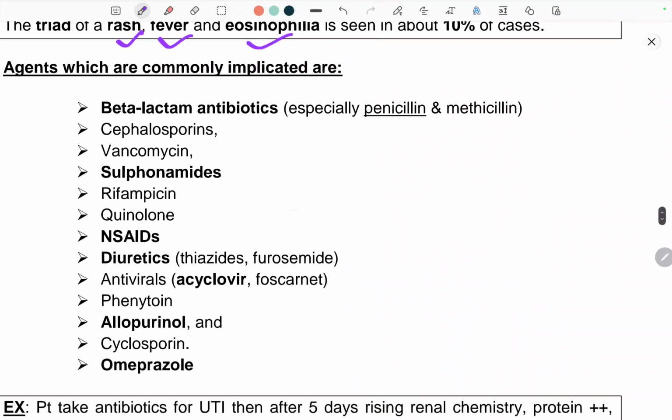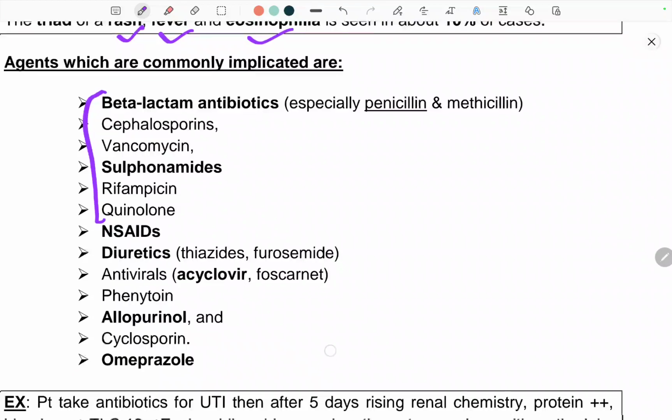Agents implicated include beta-lactam antibiotics, cephalosporin, vancomycin, sulfonamide, rifampicin, quinolones. So many of which are very frequently used. Also NSAIDs, diuretics, antivirals, cyclophosphamide, foscarnet, phenytoin, allopurinol, cephalosporin, omeprazole. Most of them very common drugs.